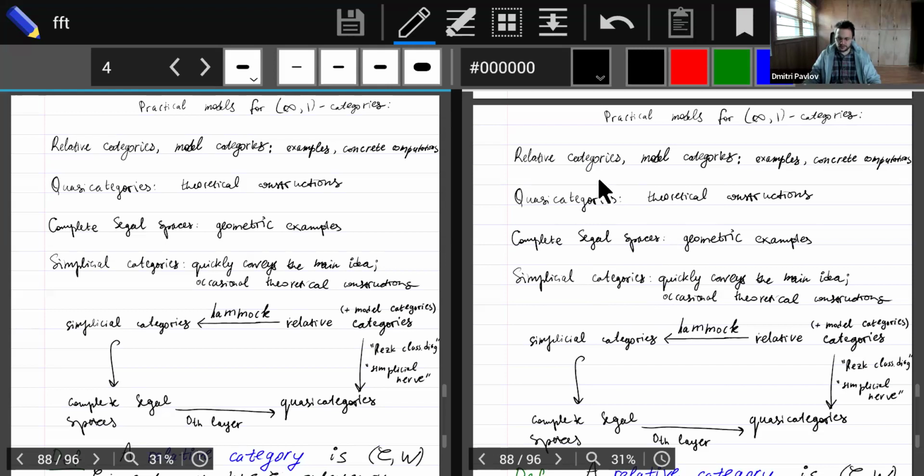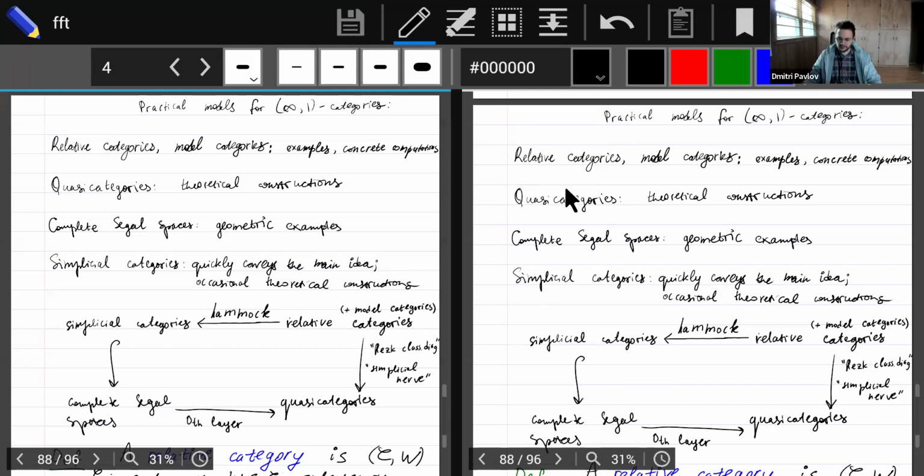But let me maybe offer some comments first. So model categories are closely tied to relative categories, so we'll discuss them maybe in the second part of today's lecture. But perhaps it makes sense to point out that relative categories were the original example of an infinity-one category, and that was even before all the other models showed up.